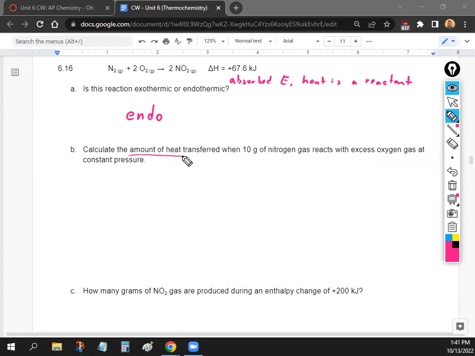We're going to calculate the amount of heat. Obviously, that means kilojoules. That's transferred when we start with 10 grams of nitrogen gas. And luckily, it's excess oxygen, so we don't need to do limiting reagents. So 10 grams of nitrogen gas. This is stoichiometry now. We're going to use the molar mass, so 28 grams of N2 per every 1 mole of N2. If we look at the reaction, every mole of nitrogen gas is going to require 67.6 kilojoules to be absorbed.